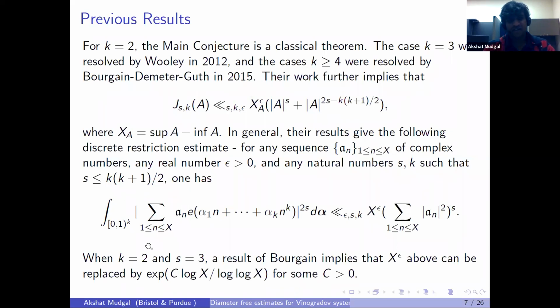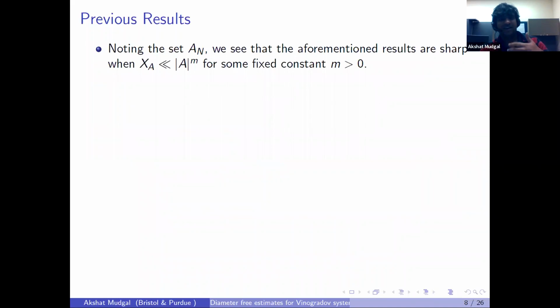In fact, if you choose k to be 2, so when you just consider the linear and quadratic system, the x to the power epsilon can actually be explicitly written as e to the power log x by log log x. This was a result of Bourgain from 1993. So in some cases, we even have an idea of how this x to the power epsilon looks. And so we see that when the diameter is small, x to the power epsilon looks very nice. It's actually smaller than any polynomial power of |A|.